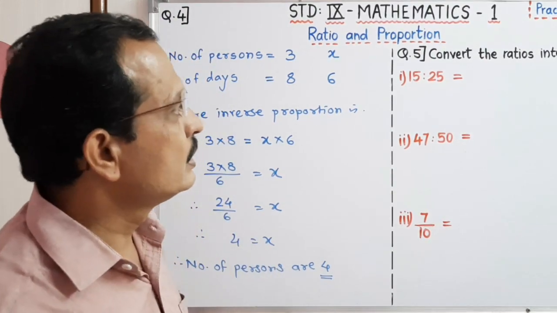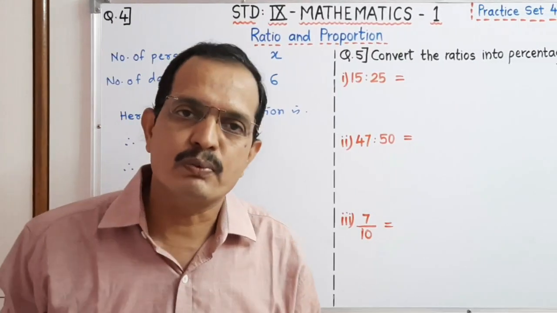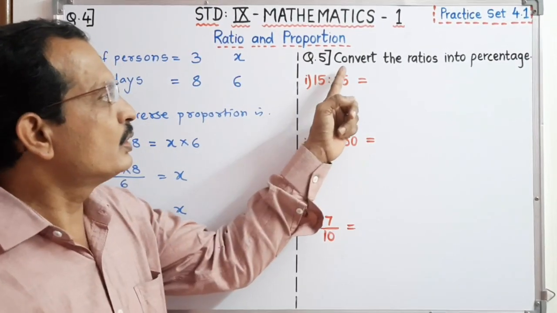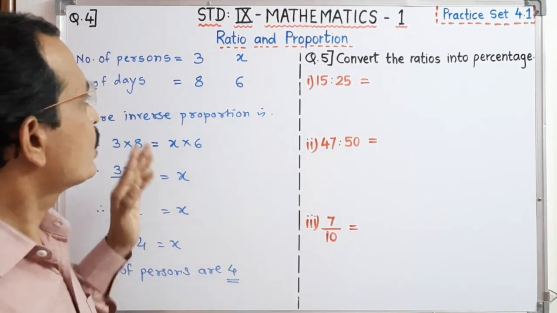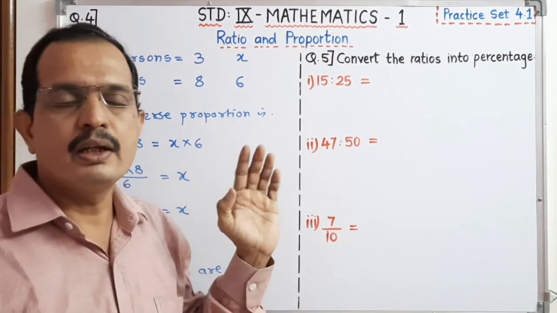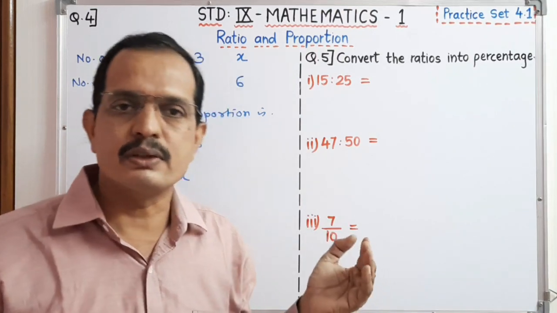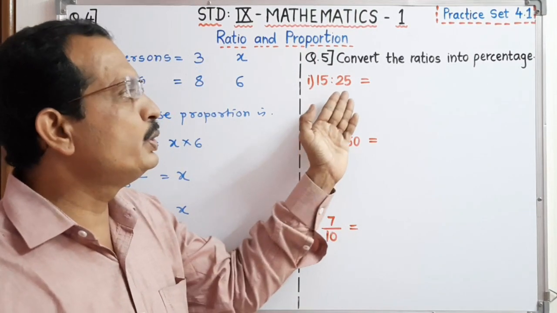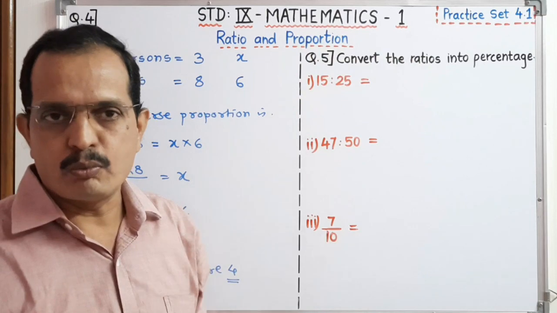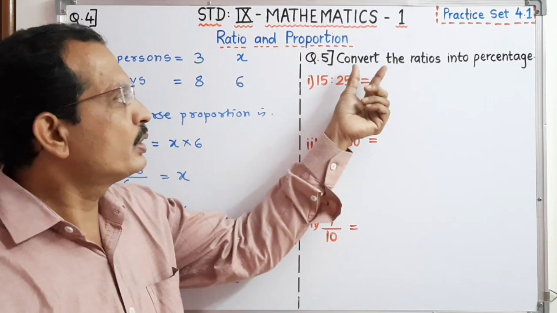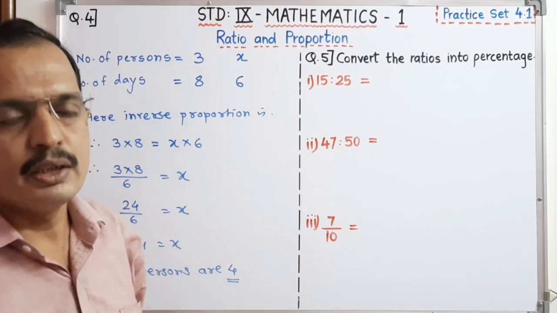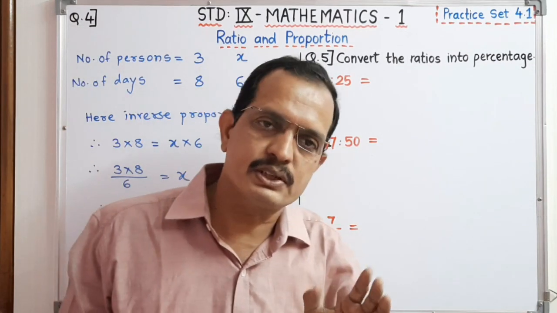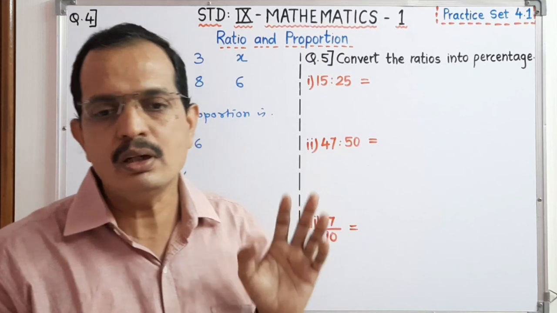Now dear student, we have to see question number 5. Convert the ratio into the percentage. Just now we solved question number 3. In that, the percentage ratio was given and we converted it into the simple or reduced form. Now here the reduced form is given and we have to convert it into the percentage ratio. Dear student, all of you know that in a percentage ratio the second quantity must be 100.